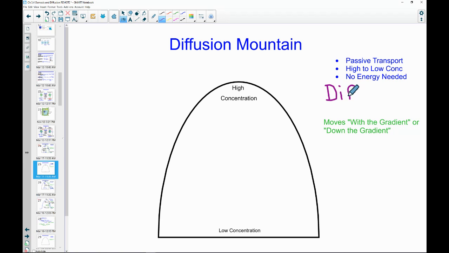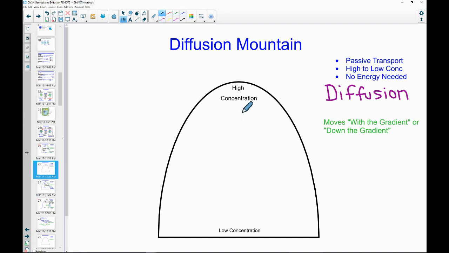If we're talking about diffusion specifically of water, then we will be talking about osmosis. But otherwise, if it's not specifically water, we use the term diffusion. Please remember that osmosis is diffusion. It's just a specific type of diffusion. Okay? So that is what's going to be driving our process today.